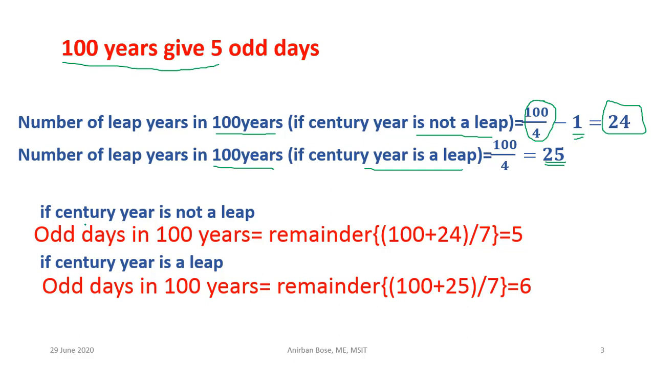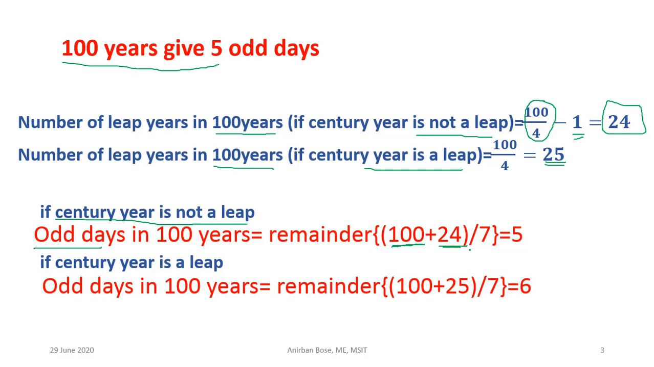Now let us first consider that we are considering 100 years, and the century year that it contains is not a leap year. In that case, what will be the odd days? For 100 years, definitely 100 odd days will be there, because already we have seen in one normal year there is 1 odd day. So in 100 years there will be 100 odd days, but there are 24 leap years. So corresponding to each leap year, 1 odd day will be more. So 100 plus 24 will be the odd days.